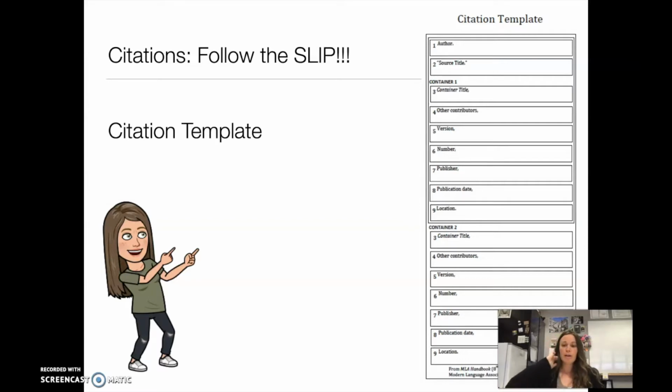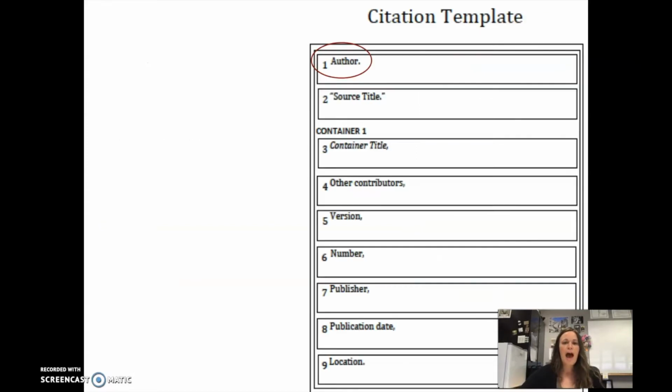For the most part, you're probably only going to be dealing with one container. The only time you're going to need two containers is for database articles and for anthologies. For the most part, the rest of the sources usually will only have one container, so you'll probably only be using about half the slip. Okay, so let's start by talking about the author and what goes there.